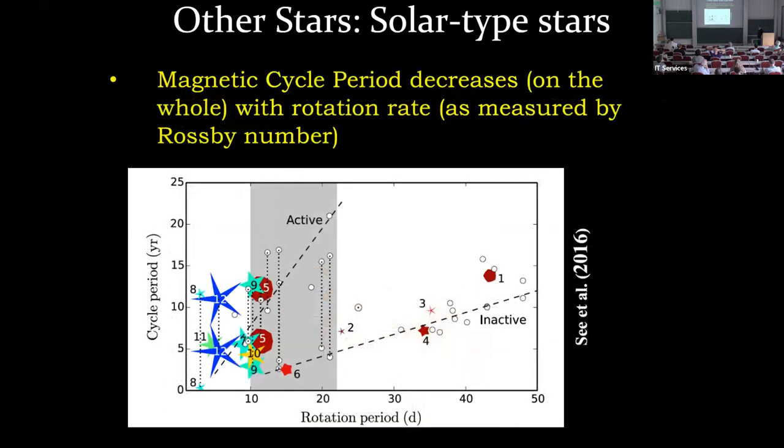So again, you can have a look at solar type stars. This is a bit more complicated, and I'm honestly not quite certain what the latest status of this is, but at least a few years ago, there was the idea that there were two branches: an active branch and an inactive branch, with a different behavior of the cycle period with the rotation period, both of which show an increase of cycle period with the rotation period. Okay, so if we have a dynamo theory, whatever it is, we'd like it to be able to explain not just the sun, but all these observations as well.